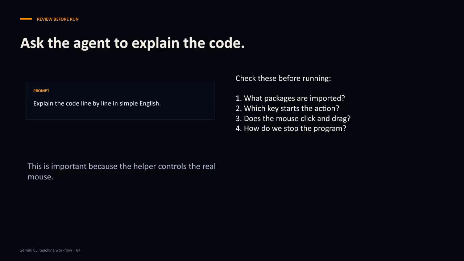Before running a mouse tool, we review the code. We ask the agent to explain the code line by line. We check the packages, the hotkey, the mouse drag, and the stop key. This is important because the program controls the real mouse.